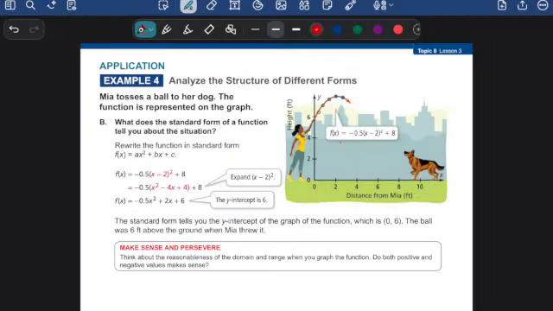So how can we turn vertex form into standard form? Because remember, standard form tells us other key information. It tells us the y-intercept. It'll tell us where it left her hand, like how high above the ground it was when it left her hand. So we want to have it in standard form. All we need to do is actually just do the math, just distribute.